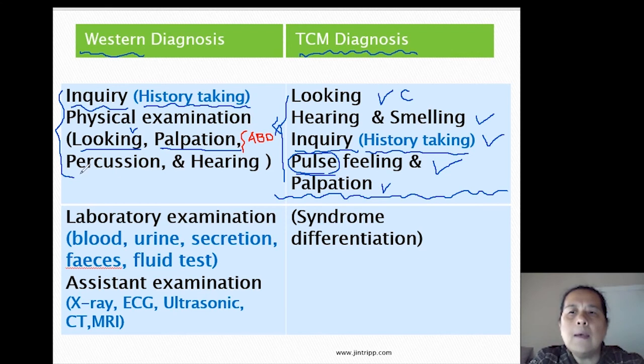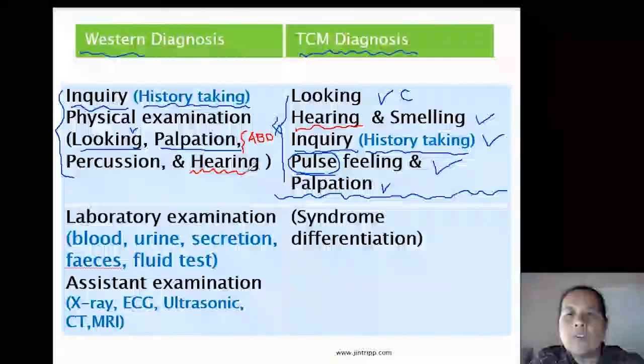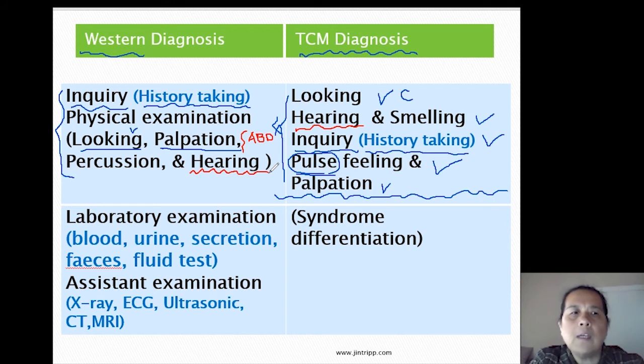And then we talk about another one, hearing. So hearing for TCM, basically we hear the sounds coming from the patient directly using our ear. But for Western medicine, we use a stethoscope.